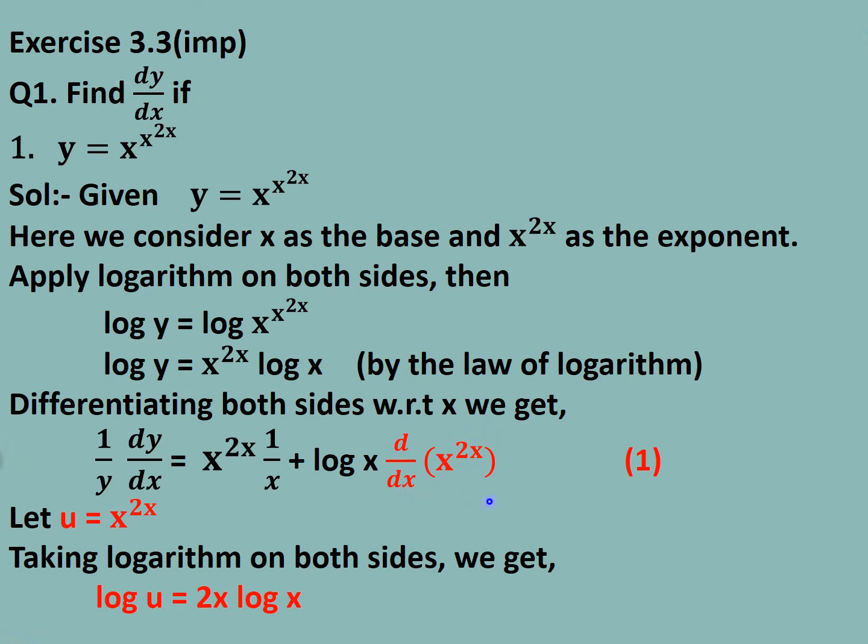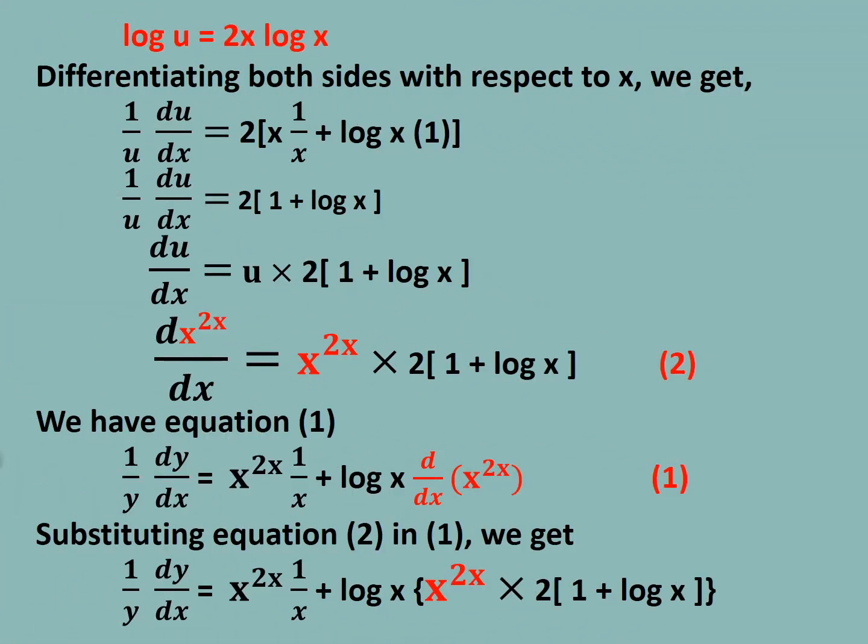So let us take this as equation number 1, and we will consider this function separately as some u and then take the logarithm. Log u is equal to log x raised to 2x, which is equal to 2x will come in front of the logarithm. That means 2x into log x. Now we will differentiate this function. Log u is equal to 2x log x. That is, log u is like log y only.